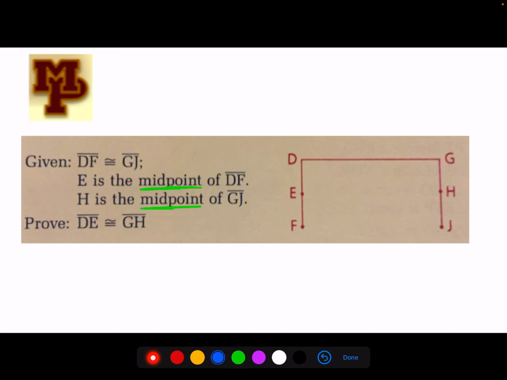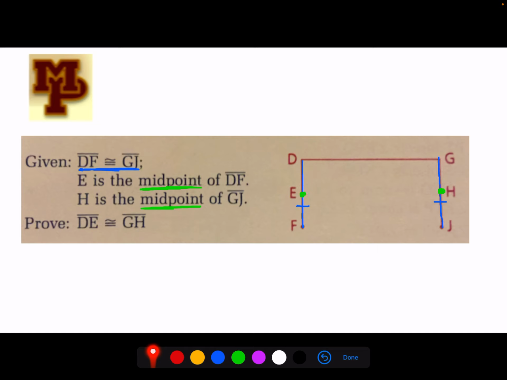From here, I look at the other given information. So they tell me that DF is congruent to GJ to get started. So DF is congruent to GJ. I can go ahead and draw those congruency marks on my segments. I know that E and H are midpoints. So I know that DE is congruent to EF and GH is congruent to HJ. What I now want to prove is that DE is congruent to GH.